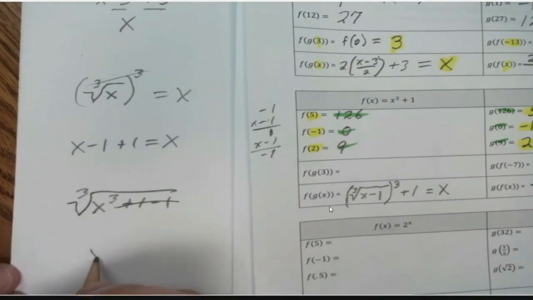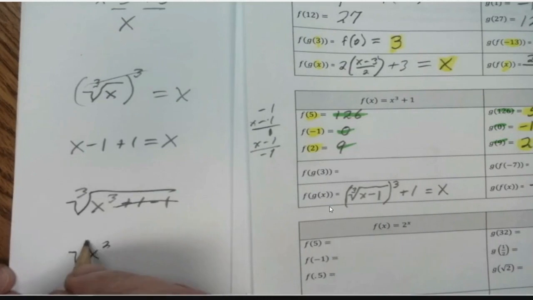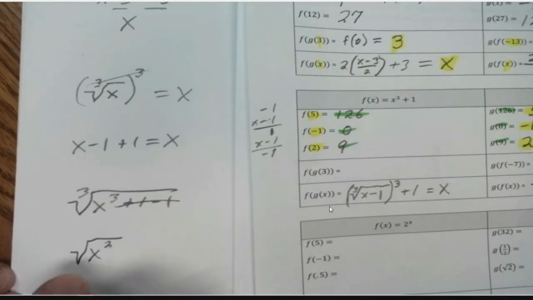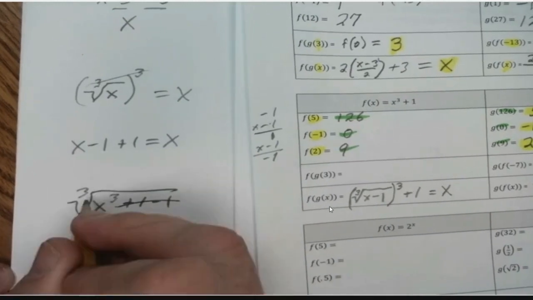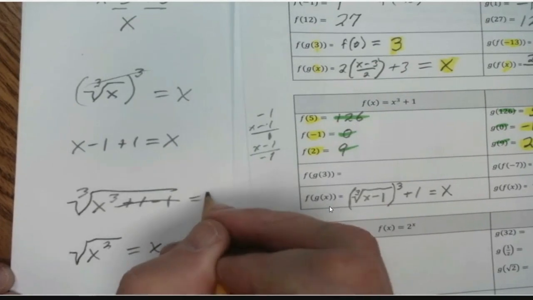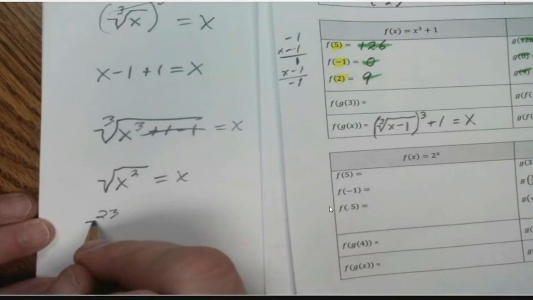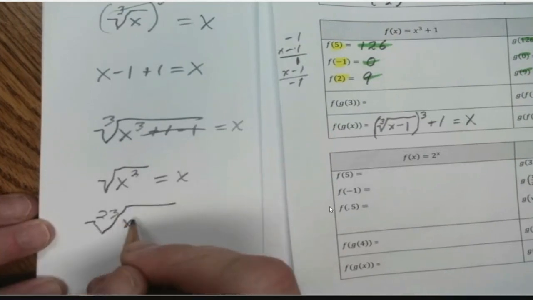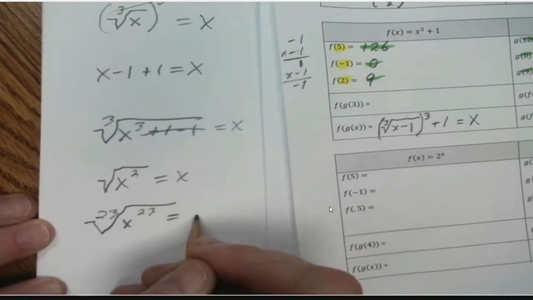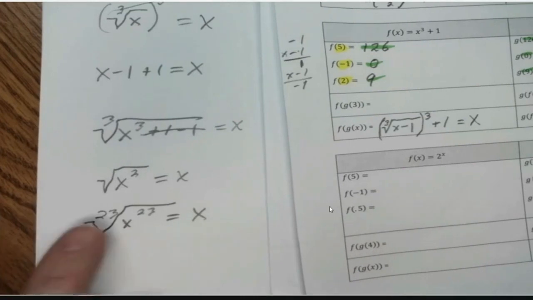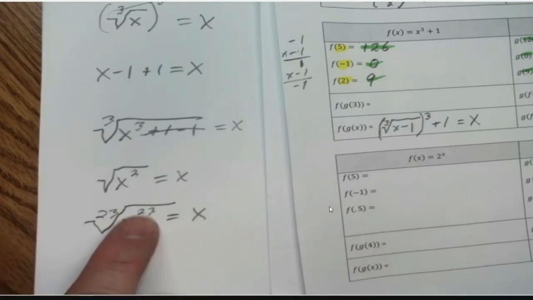That's like taking the square root of x squared. Well, it's just x. The cubed root of x to the third, that's just x. The 23rd root of x to the 23rd would just be x, because these cancel each other out. When you take the root of something and it's the same as the exponent of something, those cancel out.